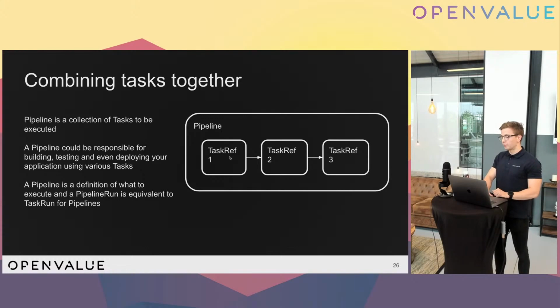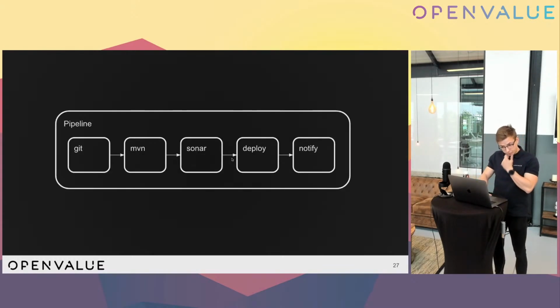And in the pipeline, we are referring to an existing task. So we don't define the actual task, but we're referring to a task. Well, hey, we want to, for example, start using Maven. And a pipeline could look like this. At first, we want to check out the code. Then we want to run, for example, Maven build or compile. Then maybe do some quality checks, deploy the code, and then notify maybe on Slack that the build failed or the build succeeded.